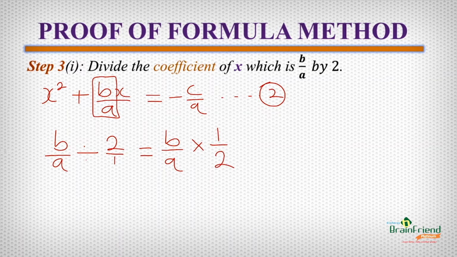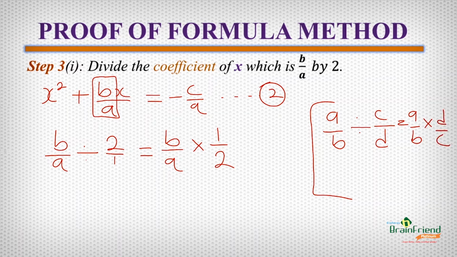Why this? That is because a over b divided by c over d would give me a over b times d over c. This is from your elementary mathematics. Therefore, now we know that b over a times 1 over 2 will give us b over 2a, or simply b over 2 times a. This is what we have.